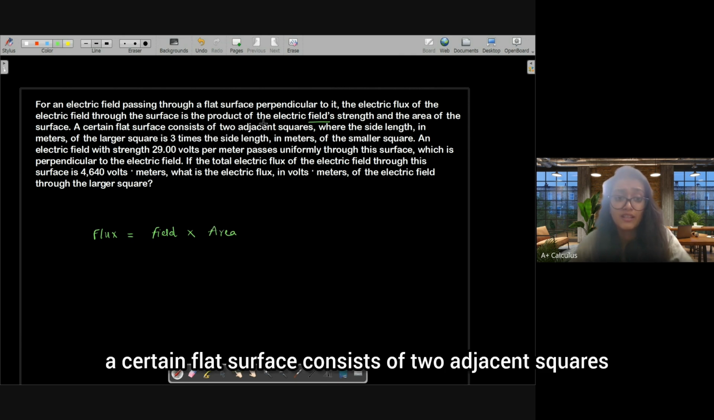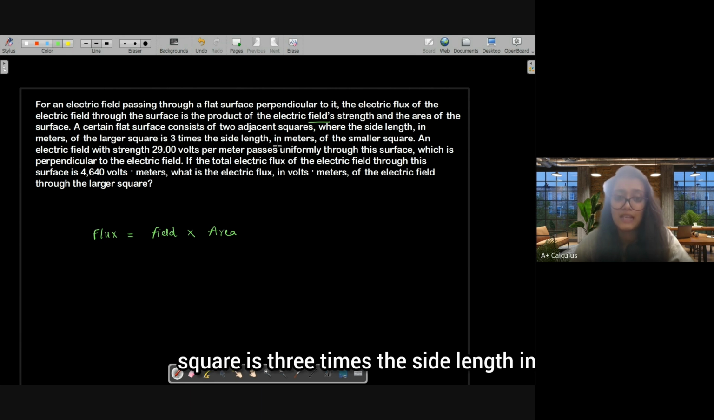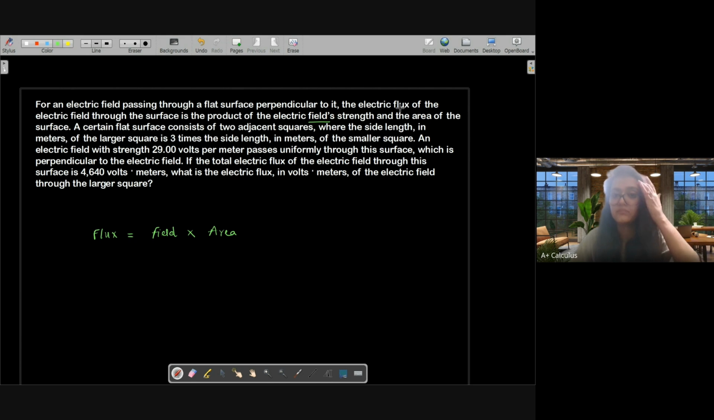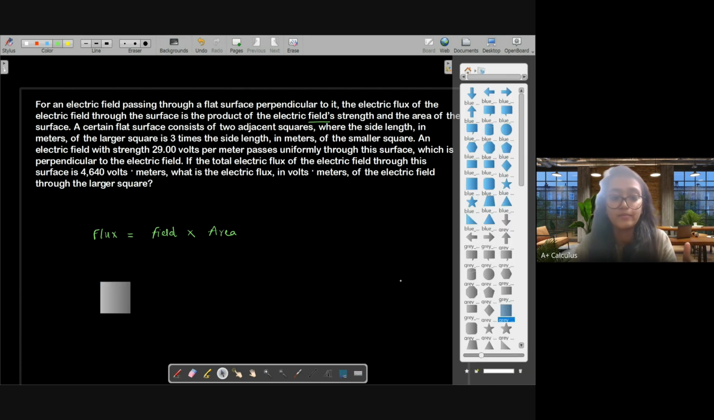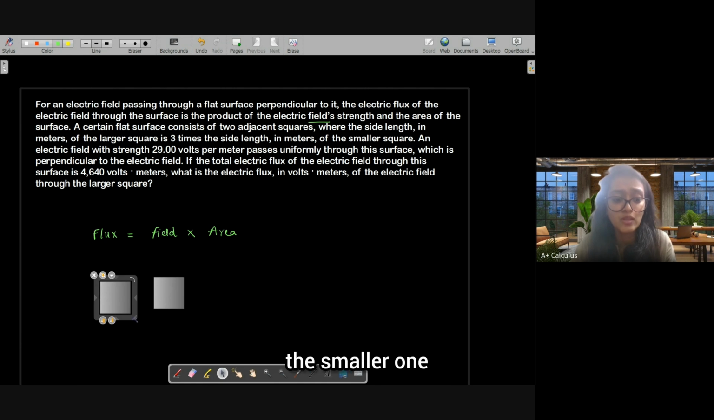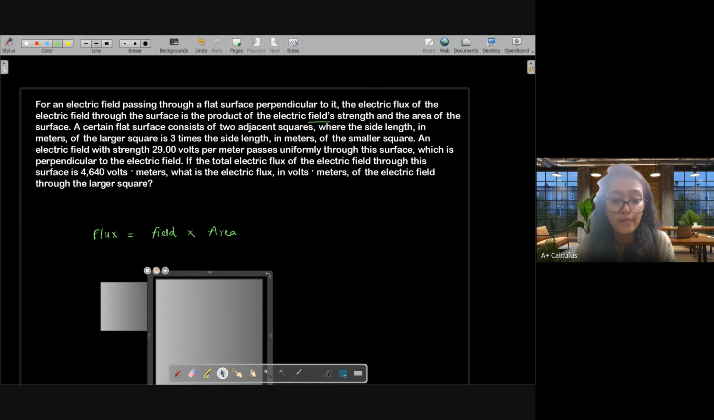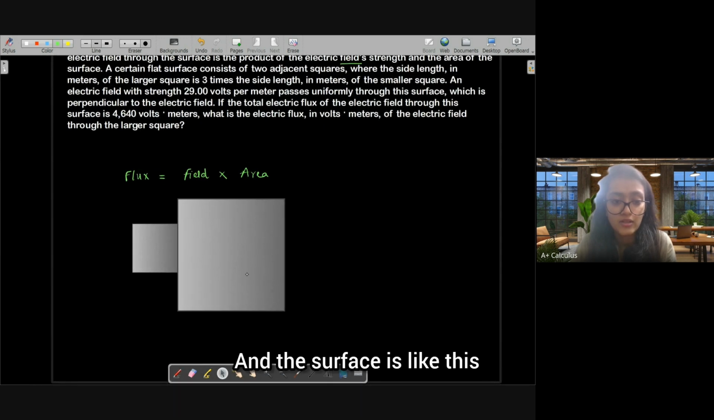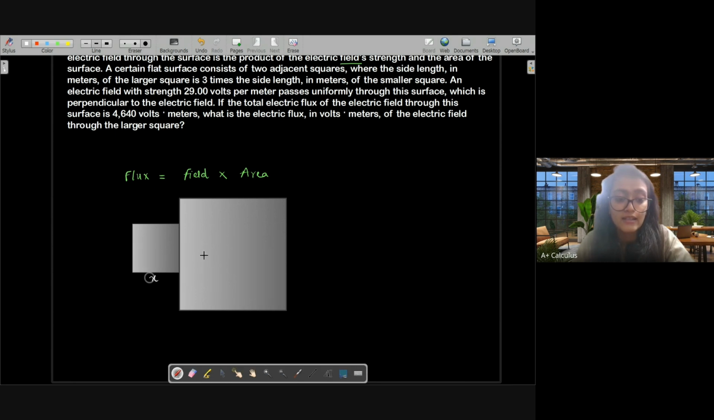A certain flat surface consists of two adjacent squares where the side length in meters of the larger square is 3 times the side length in meters of the smaller square. Okay. We have a flat surface which consists of two squares. And one square is small, one square is big, and the bigger square is actually 3 times the smaller one. And the surface is like this. So that means if the smaller square's side is x, the bigger square side is 3x.